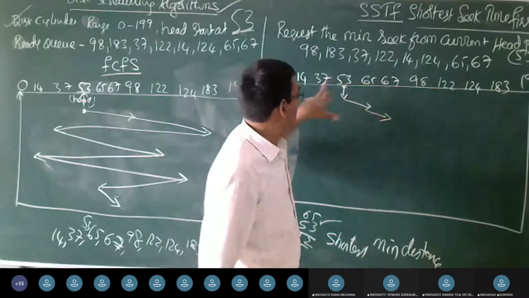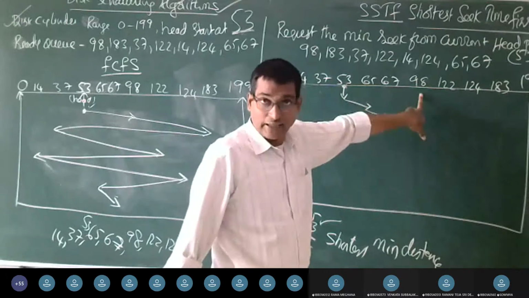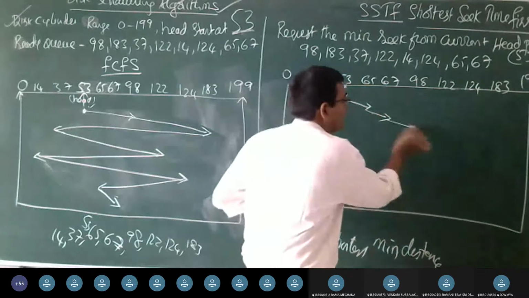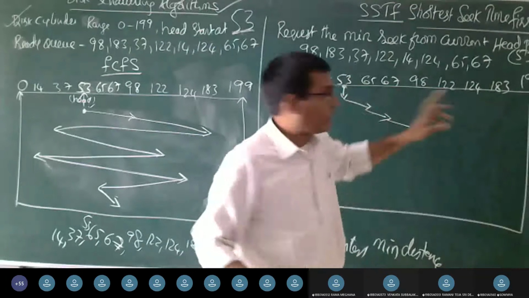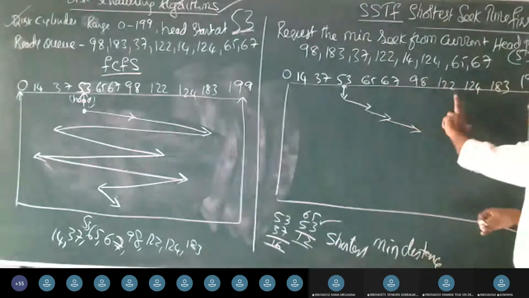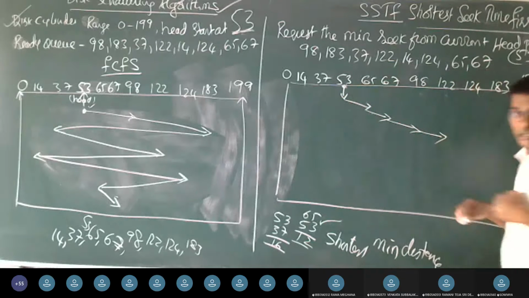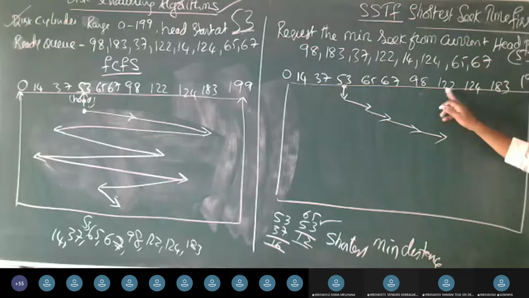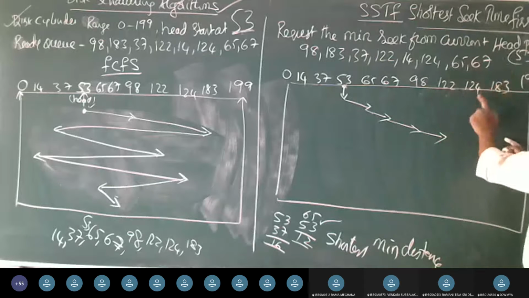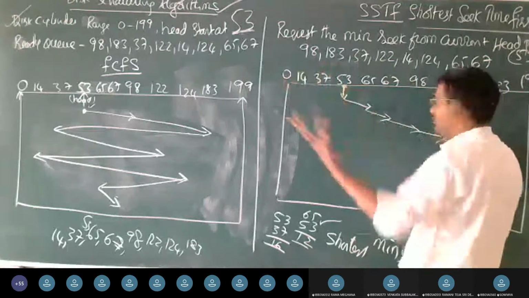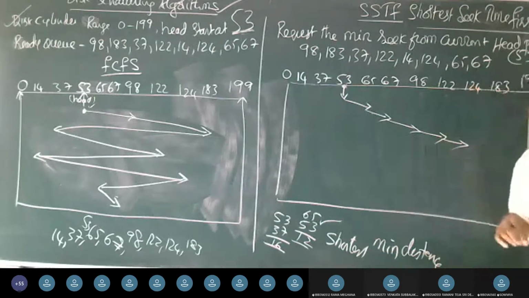Again, from 67, 37 is shortest or 98 is shortest. So again, 98 is shortest. From 98, 122 is shortest or 37 is shortest. Okay, so 122 is shortest. 122 to 124, 2 is shortest or 37 is shortest. So obviously, the 2 item difference is shortest.